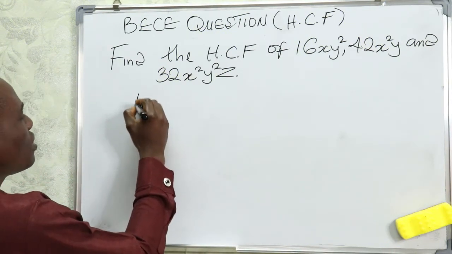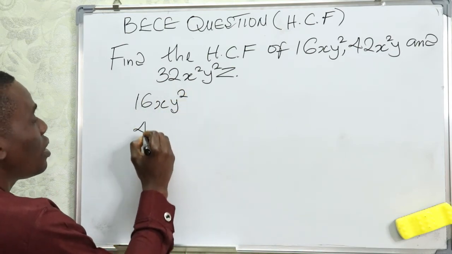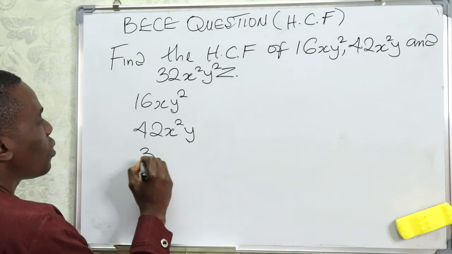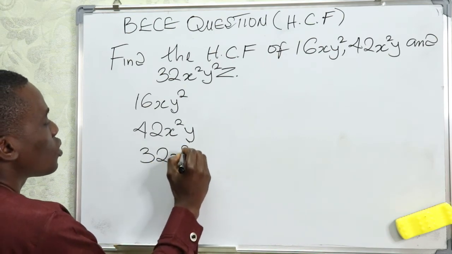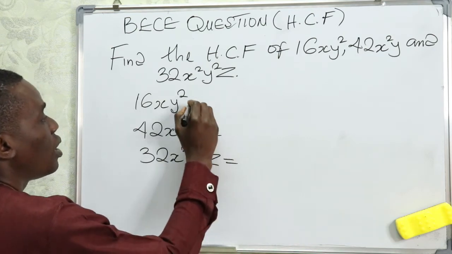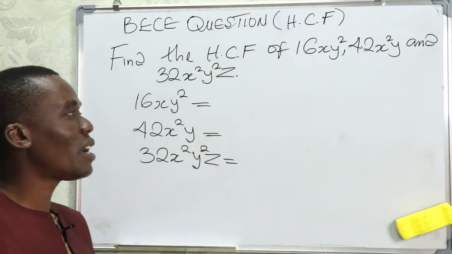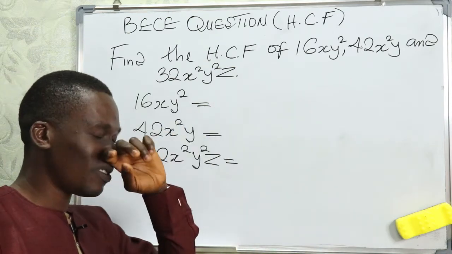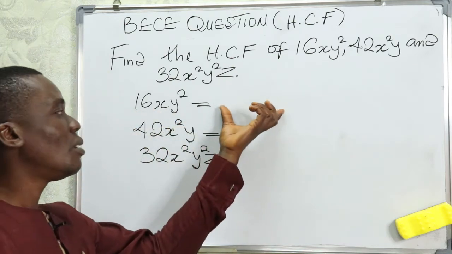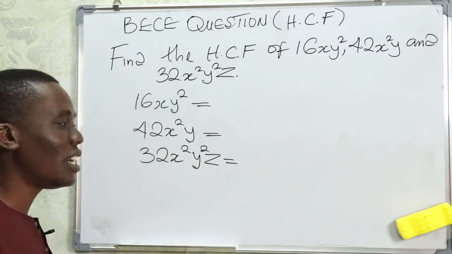Now you are given 16xy square, you are given 42x square y, and you are given 32x square y square z. And you are asked to look for the factors that are common, but the highest of the factors that are common to these three values. All you need to do is to look for the factors of all these numbers individually and then select the factors that are highest among them.